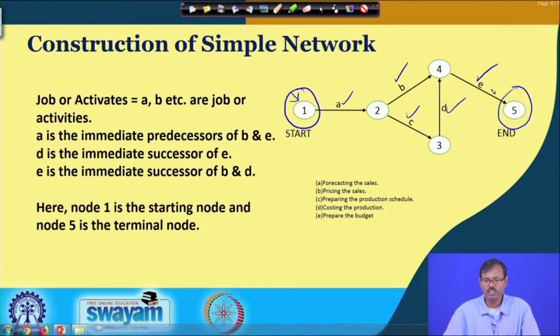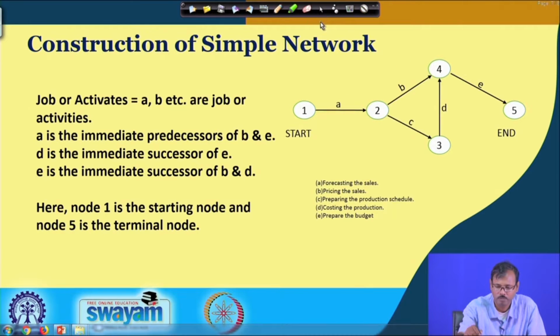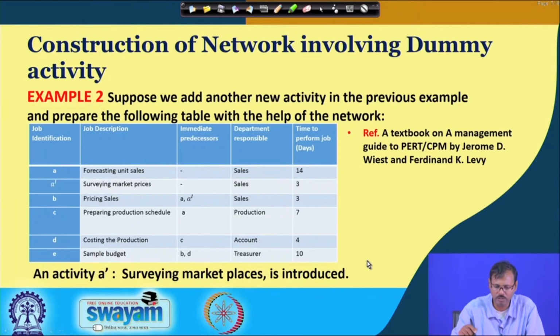So, this is a very simple example where a simple network is prepared with 5 activities or 5 jobs. This type of network formation is called a project graph, and by the way we are presenting it, where the jobs are given on the arrow, that is why it is called an arrow diagram, and using this arrow diagram we are preparing the network. But there are some drawbacks in this.